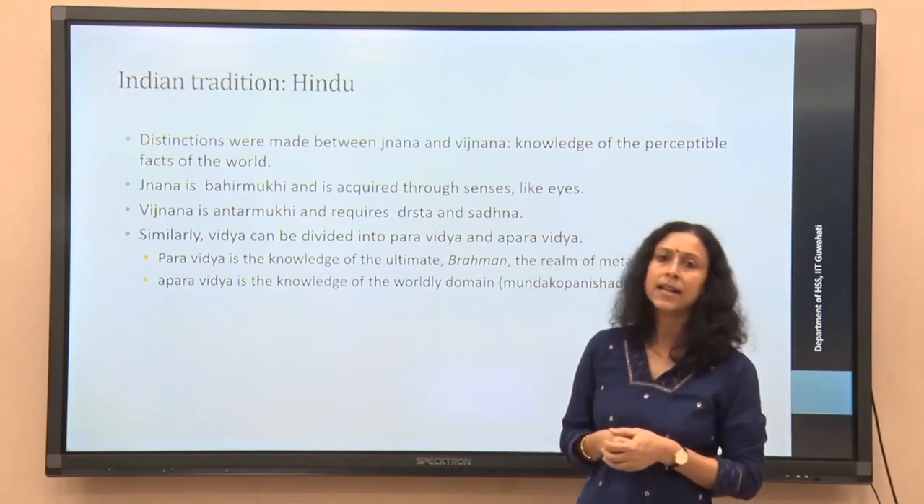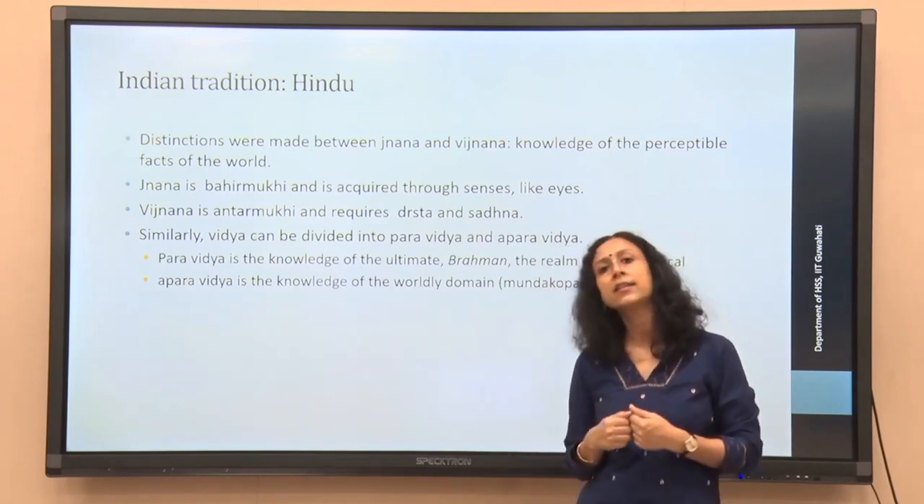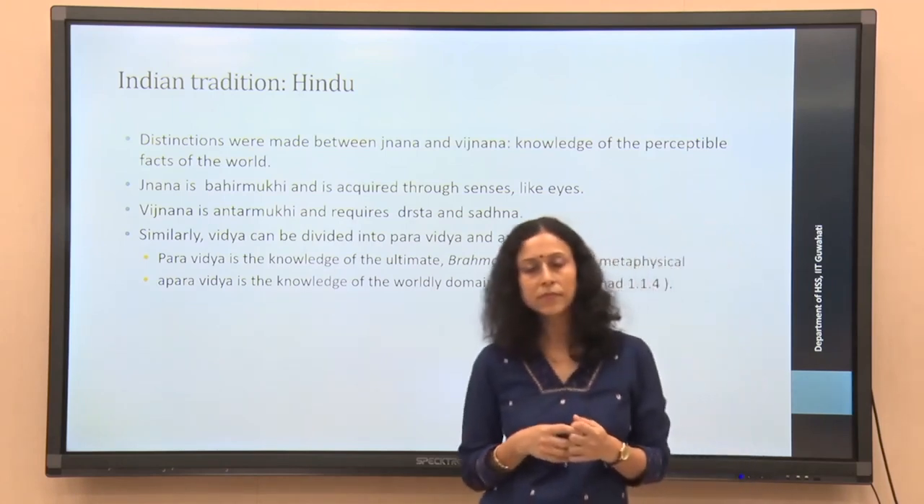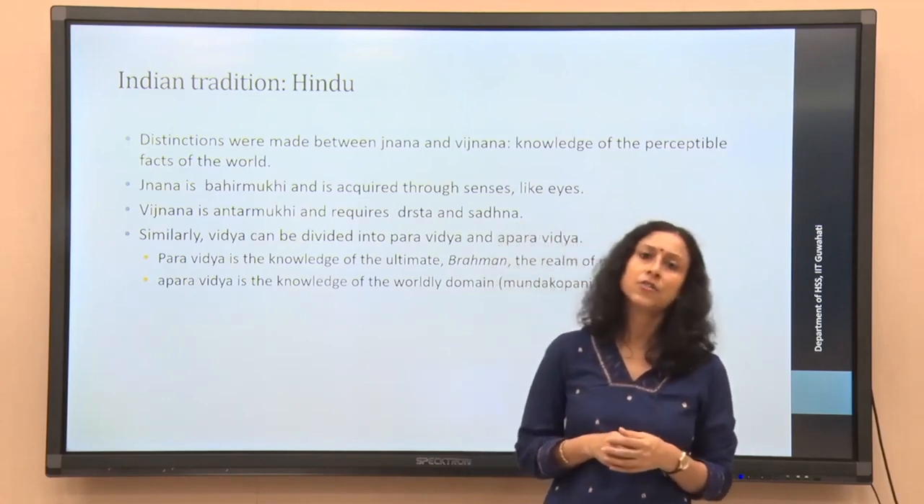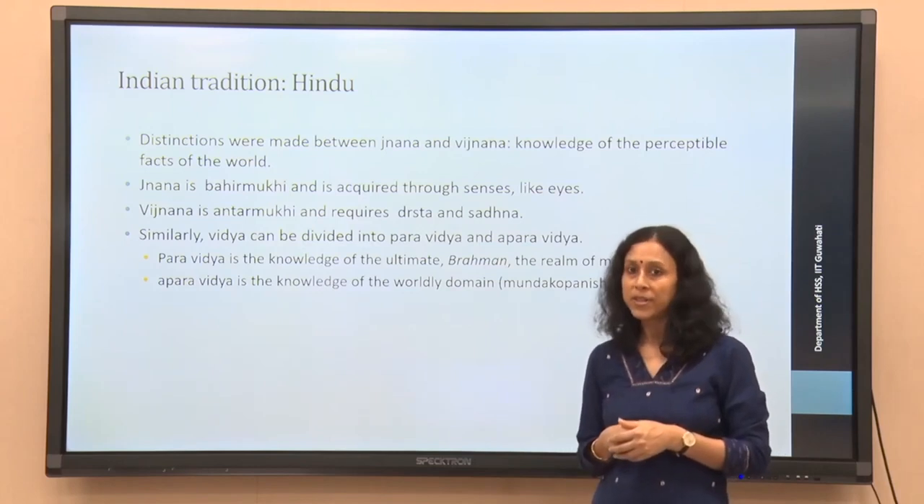opposed to vision. And it needs sadhana, basically meaning introspection. That is something that is already there inside you. You need to understand it, you need to introspect to get there. Similarly, vidya also has been divided into paravidya and aparavidya as far as Upanishads are concerned.